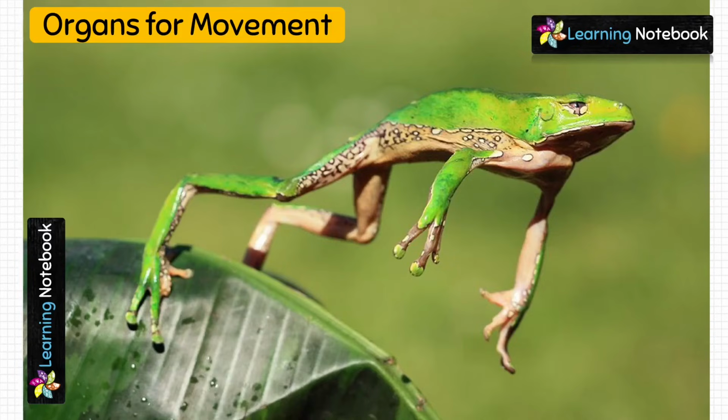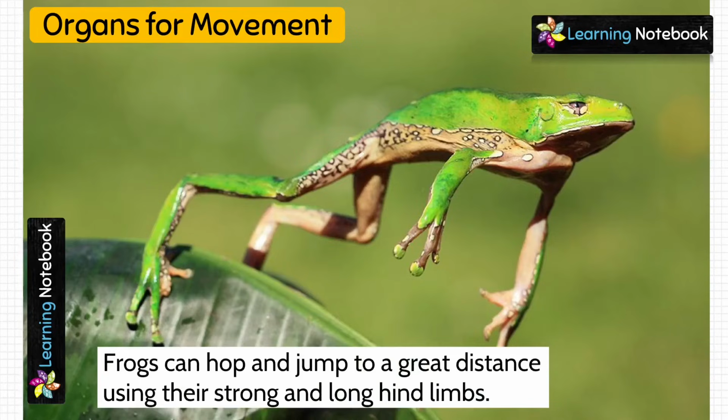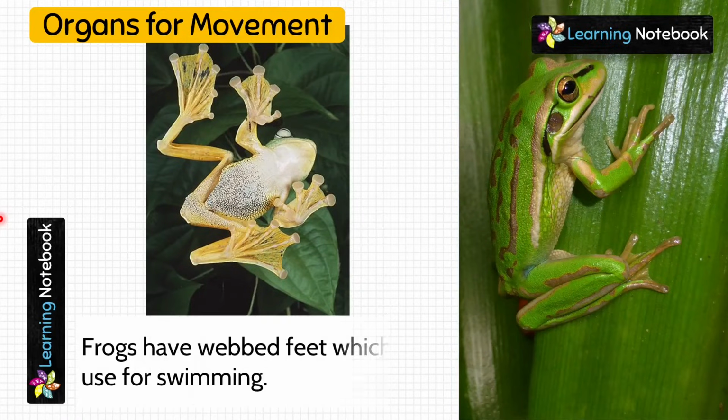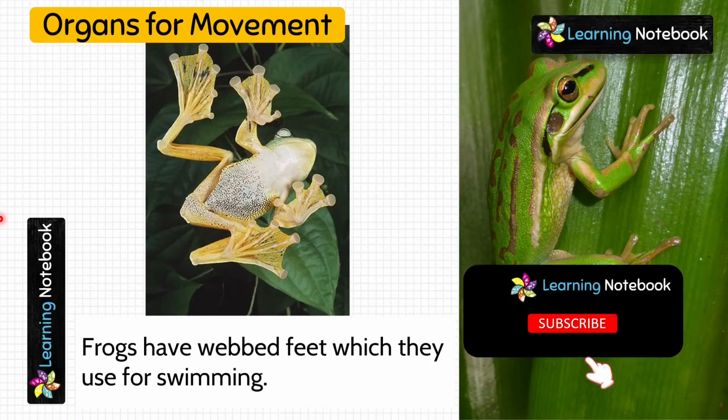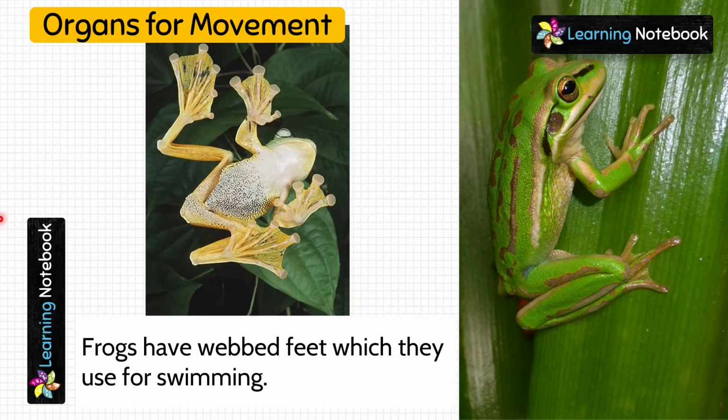Next, let's learn about adaptation in frogs for movement. Frogs can hop and jump to a great distance using their strong and long hind limbs. These are the two strong and long hind limbs of a frog. Also, frogs have webbed feet which they use for swimming. Students, can you tell me which other animals have webbed feet? Do let me know in the comment section.